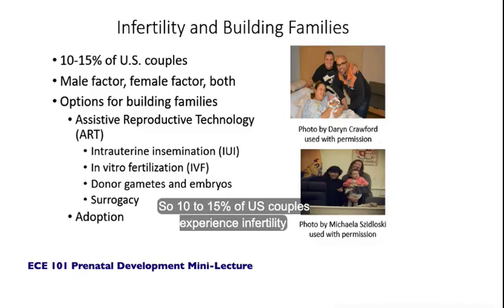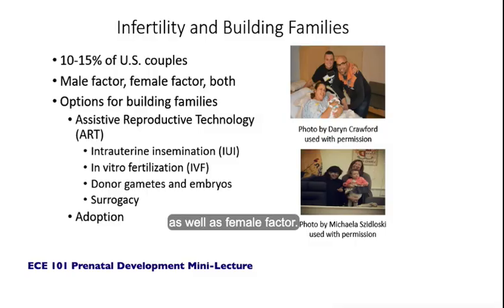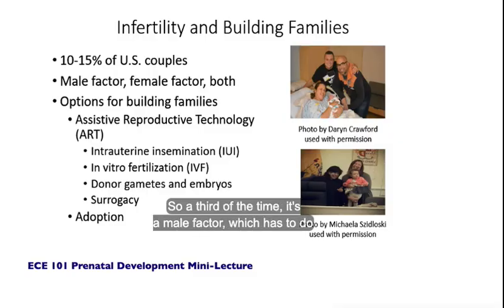So 10 to 15% of U.S. couples experience infertility. And then there are also situations where families experience fertility issues due to their composition. So if there is a single woman or man, or two men or two women, they don't have the genetic material available to create an offspring by themselves. So there's male factor infertility as well as female factor. Often it's a combination of both, so it's about a third each. A third of the time it's a male factor, which has to do with sperm. Female factor, which can be caused by a lack of ovulation, pelvic inflammatory disease, etc. That's another third of the time. And then the rest of the time, it's a combination of both.